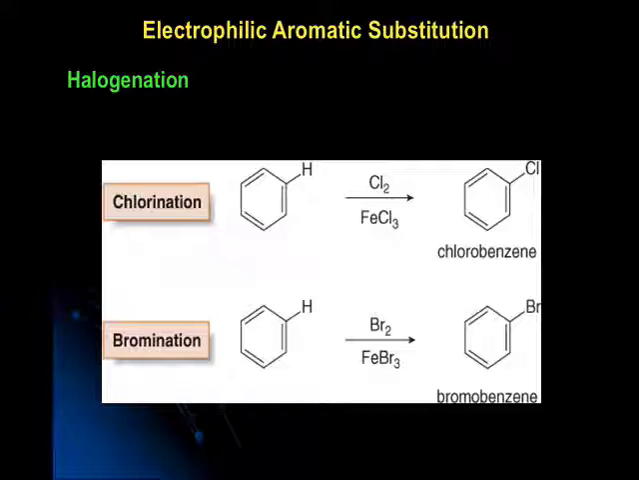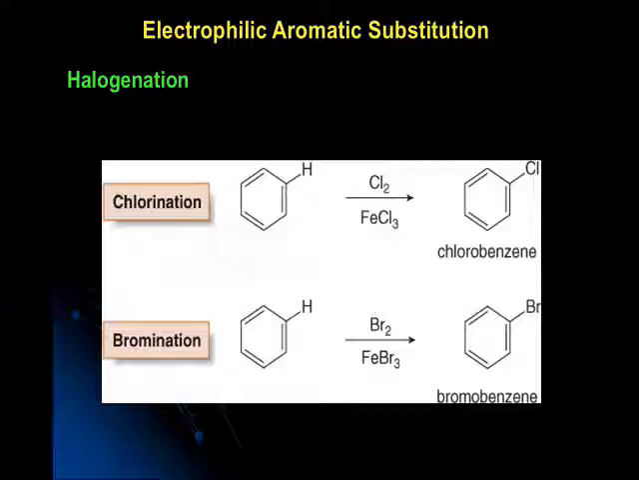Of course, we're always picking on benzene in these lectures. And if we take chlorine, what's the physical state of chlorine at standard temperature and pressure? It's a gas, right? So we take a solution of benzene, we throw in some iron trichloride, and we bubble through chlorine gas. It's not a fun reaction to do. Chlorine gas is quite toxic, and you end up making chlorobenzene.